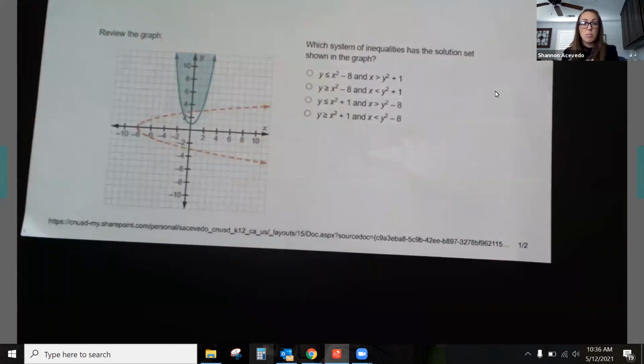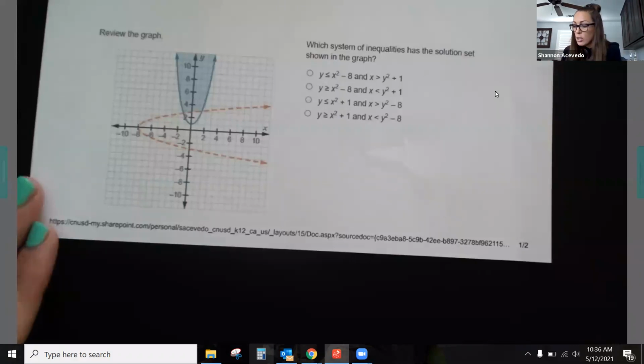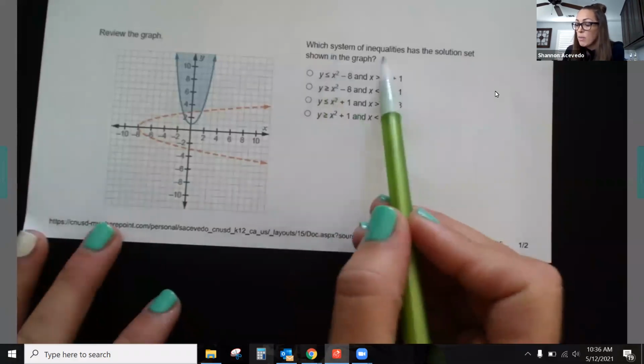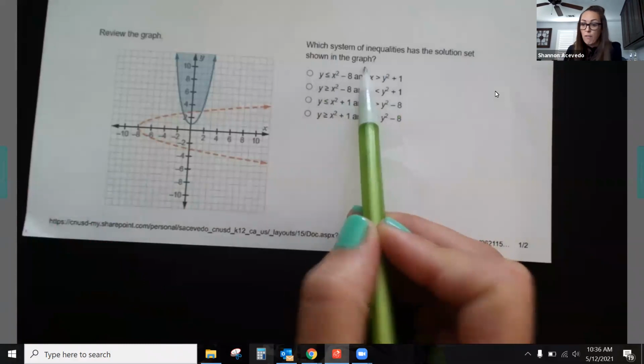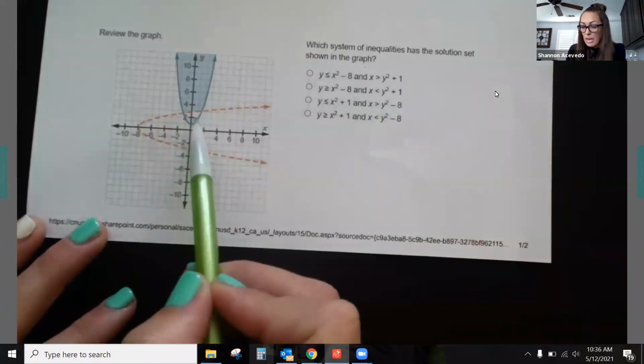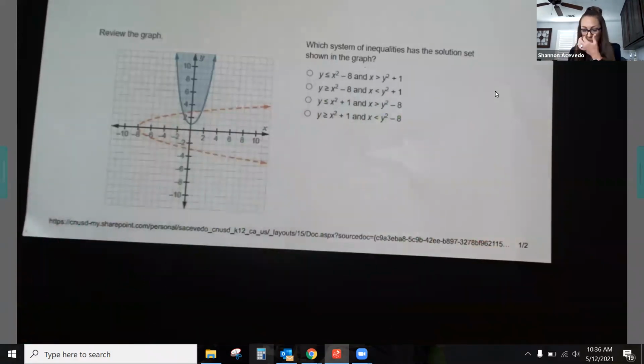So this one is a system that's already graphed. You might be asked to actually graph them. You have Desmos, you plug them in. So similar to what we've been doing, it's just going to have more than one conic in it. So maybe you have a circle and a parabola, or some type of combination of your conics. So in this case, it's saying which system of inequalities has a solution set shown in the graph. So I need to figure out which one of these matches these two graphs.